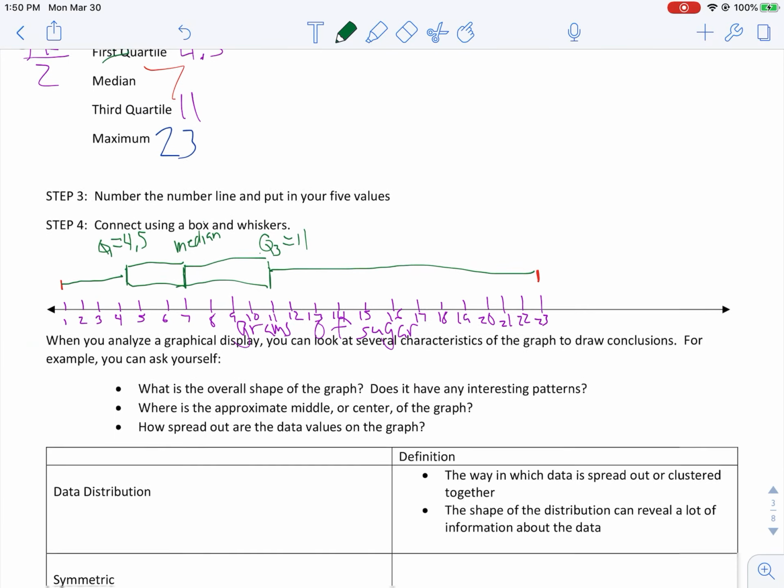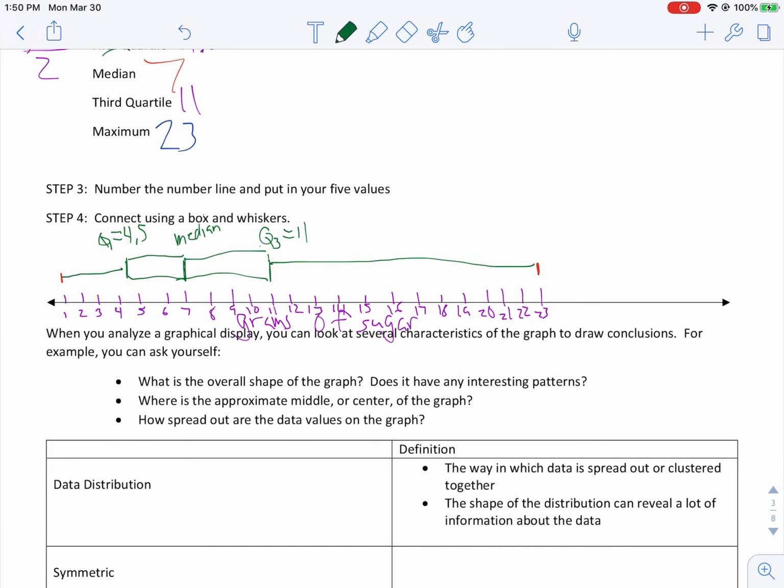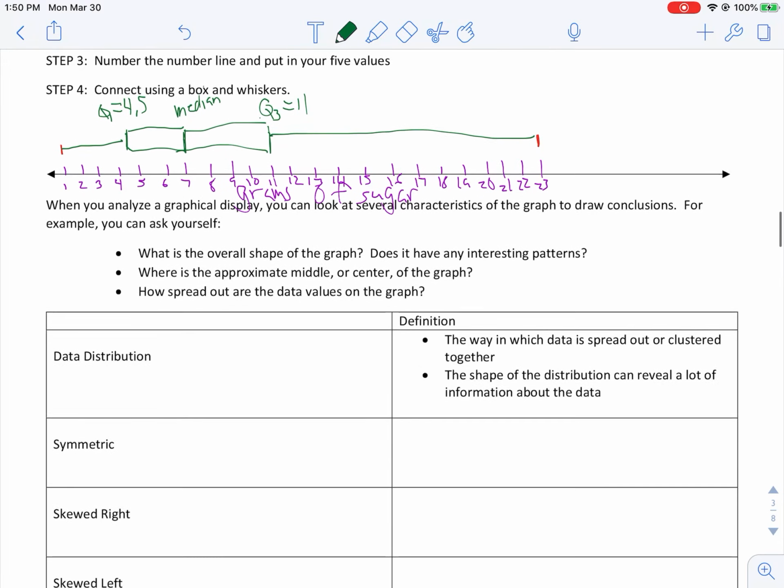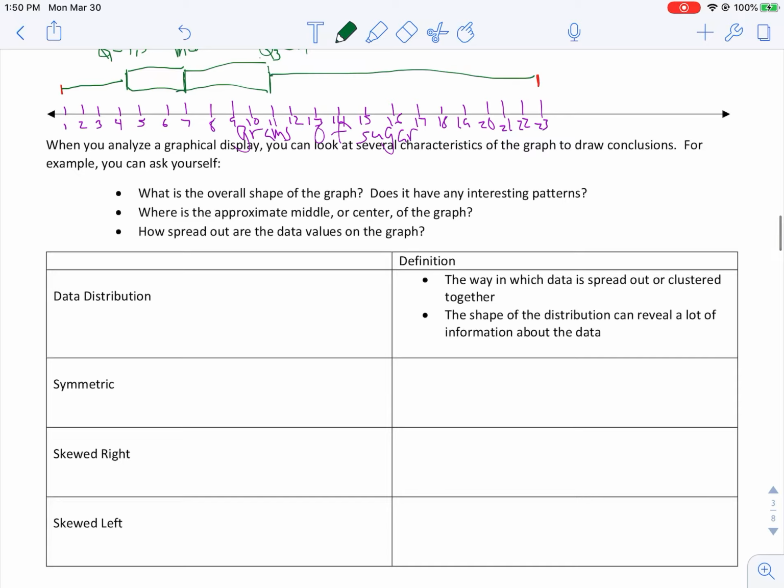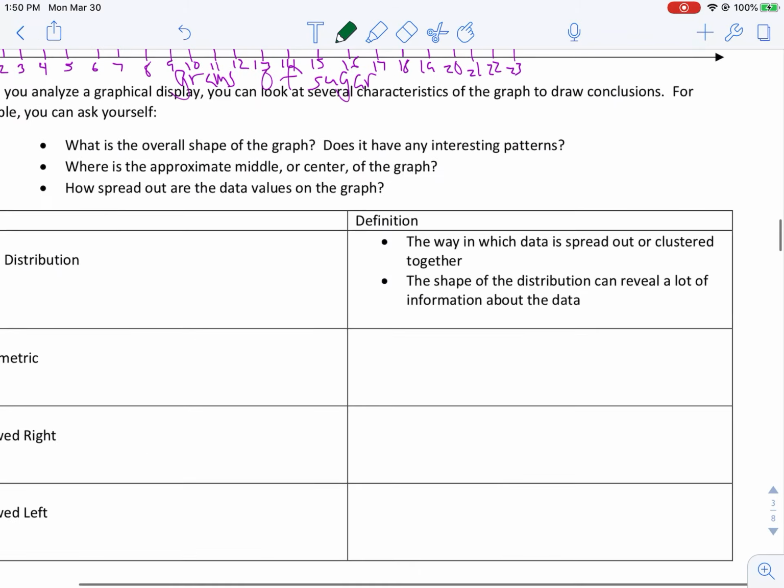Now, this thing is talking about, it says when you look at a graphical display, you can look at several key characteristics and draw conclusions. Well, it's talking about the overall shape of the graph. Is there anything interesting? What's the approximate value? How is the data value spread out on the graph? What's the distribution? Symmetric. And they're going to talk about this. Symmetric.